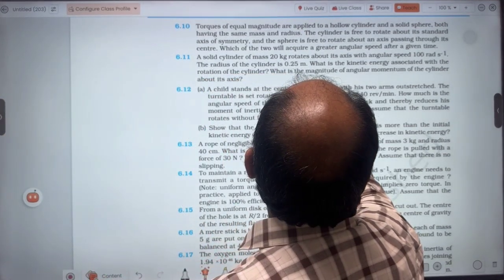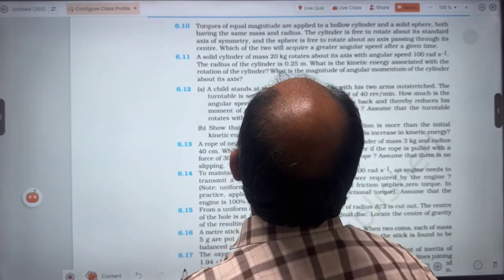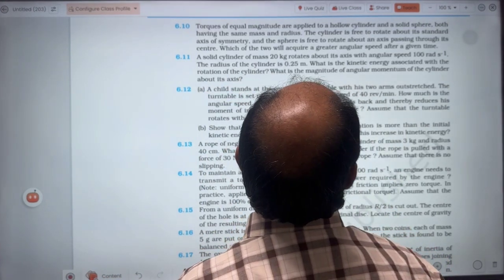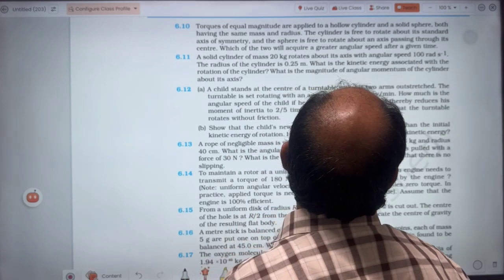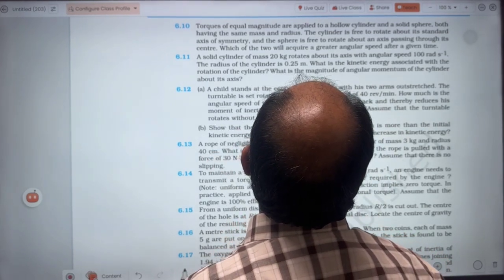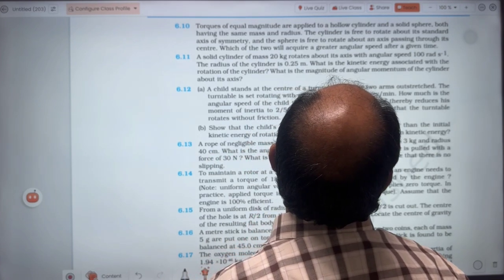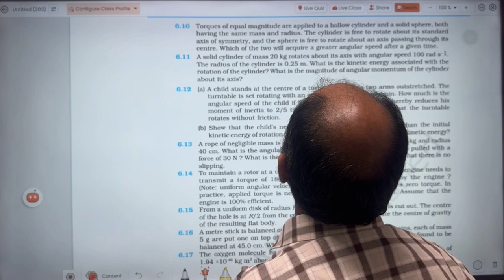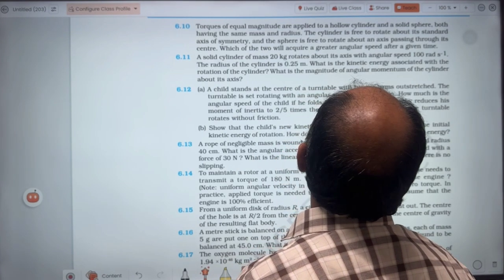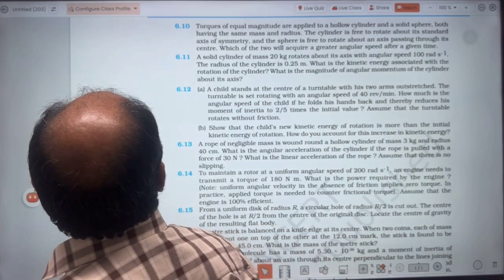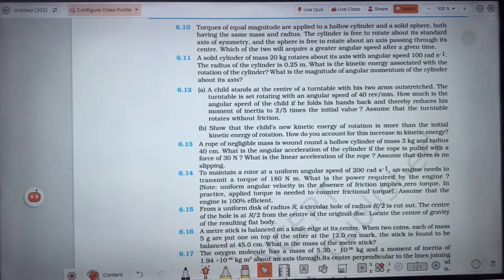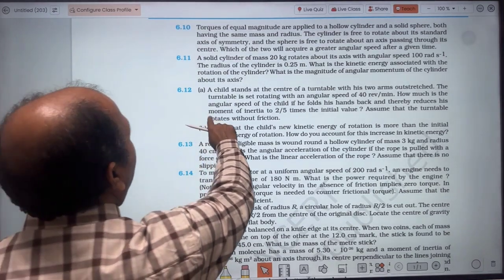Now there is another question. A solid cylinder of mass 20 kg rotates about its axis with angular speed 100 radian per second. The radius of the cylinder is 0.25 meter. What is the kinetic energy associated with the rotation of cylinder? What is the magnitude of angular momentum of the cylinder about its axis? Do you remember the formula?